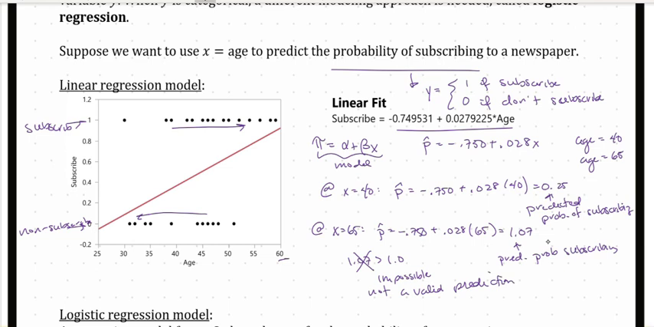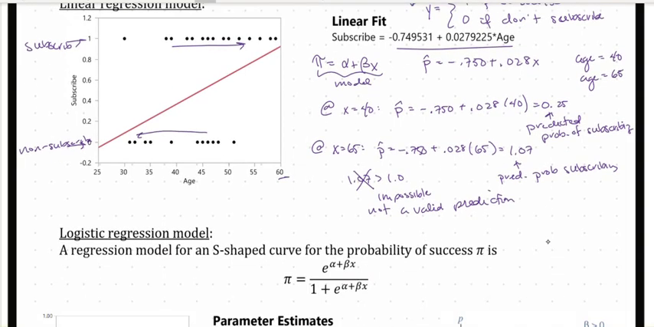And this is not just because of extrapolation, but this is the problem that we get when we're trying to predict probabilities using a line. So what we want to do instead is not use a linear model. We're going to use what is called a logistic regression model. And a logistic regression model is now an S-shaped curve for predicting the probability of success.